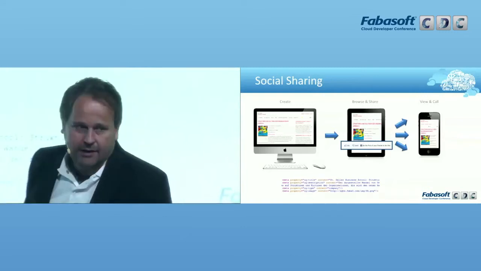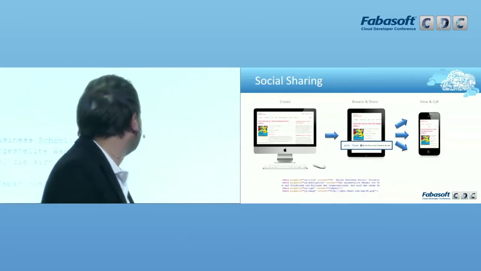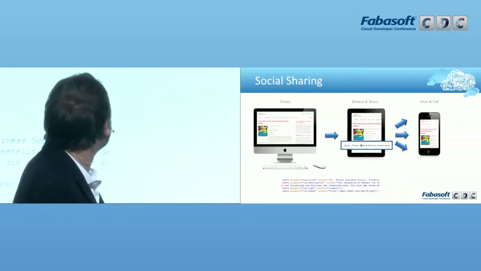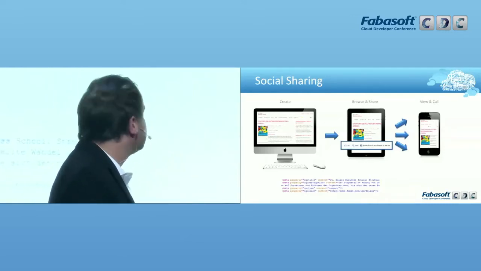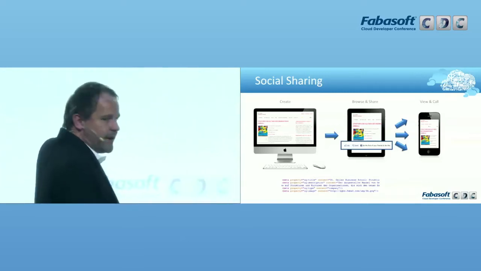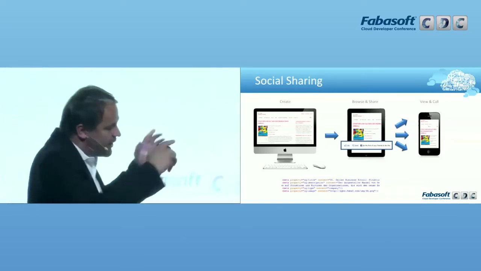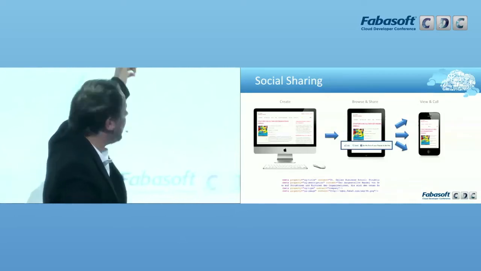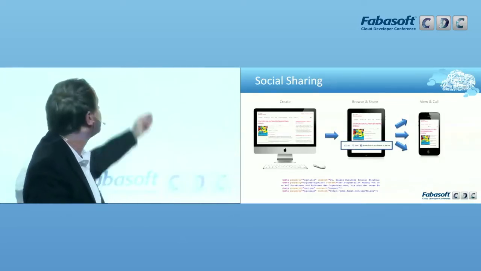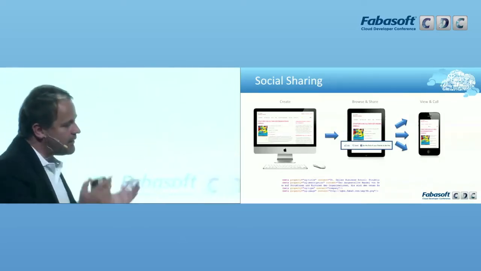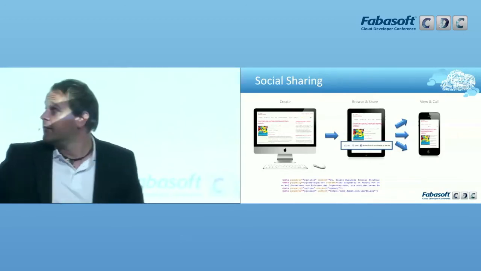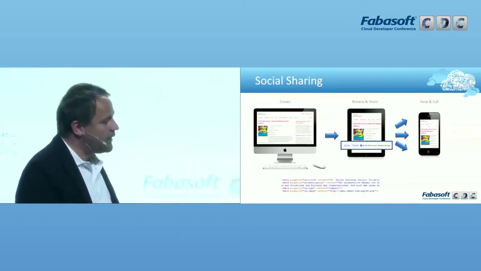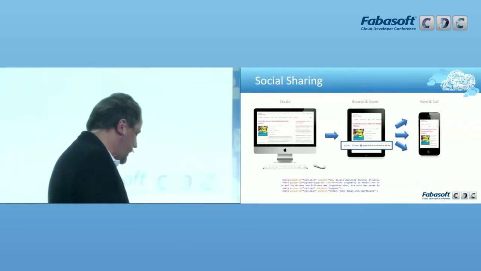So I'm sitting on the sofa in the living room, share this book because it's really brilliant. And what happens? My friends, they see that I read this book, that I liked it, I can comment on it. So all my friends see this on the stream, even, for instance, on the desktop or on a mobile device.